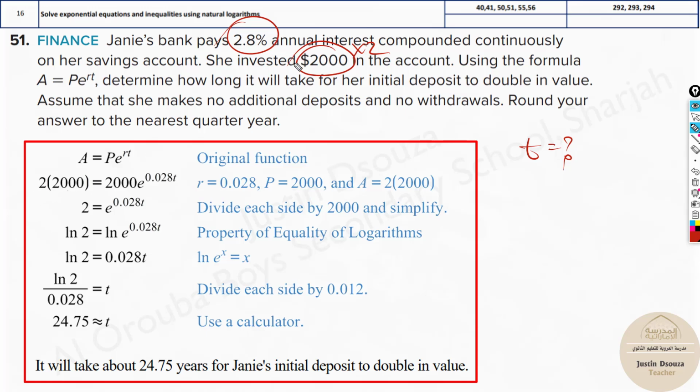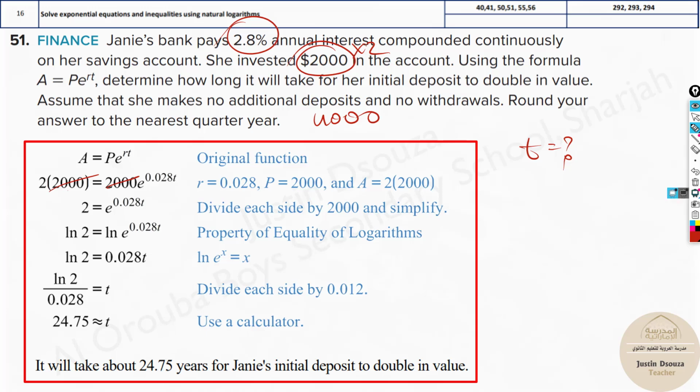If you write the amount as 2 times 2000, that is 4000, because it must be doubled, right? So here what happens is, to remove this coefficient, you divide both the sides by 2000, this cancels. So you're remaining only with 2 over here, and then you just solve it.